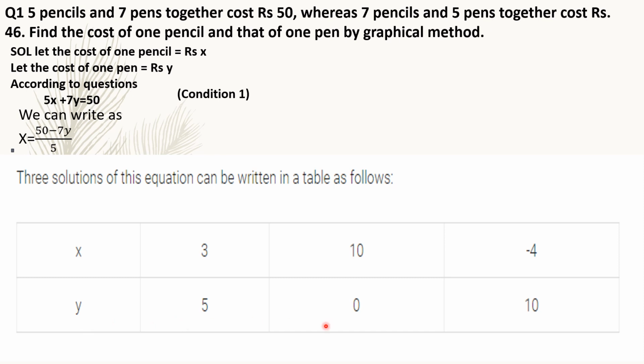If we put y equals 10 in the equation x equals (50 minus 7y) upon 5, on solving we get x equals minus 4. So if we put these values of y in the given equation, we get the value of x. So this is the solution table. You can put another value of y and get another value of x according to your choice.